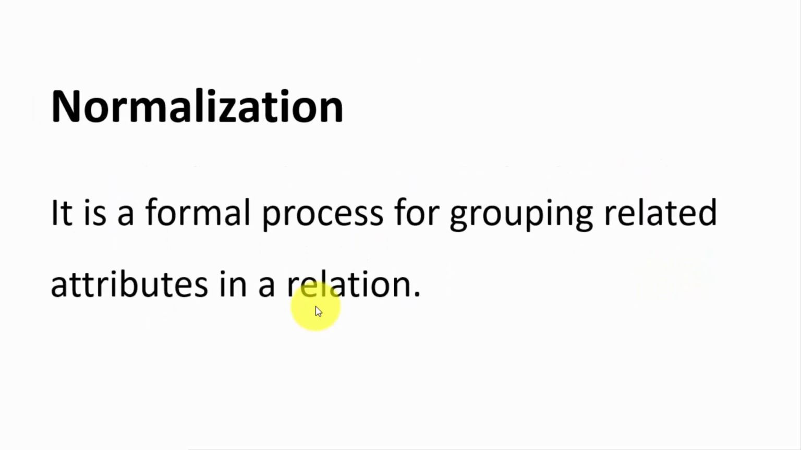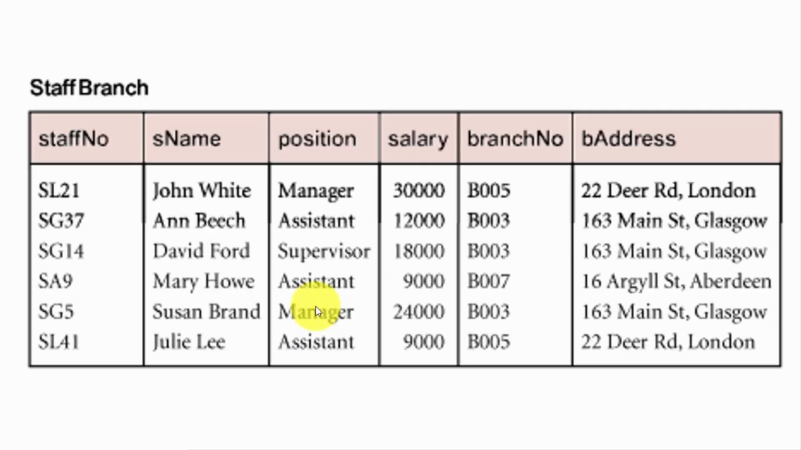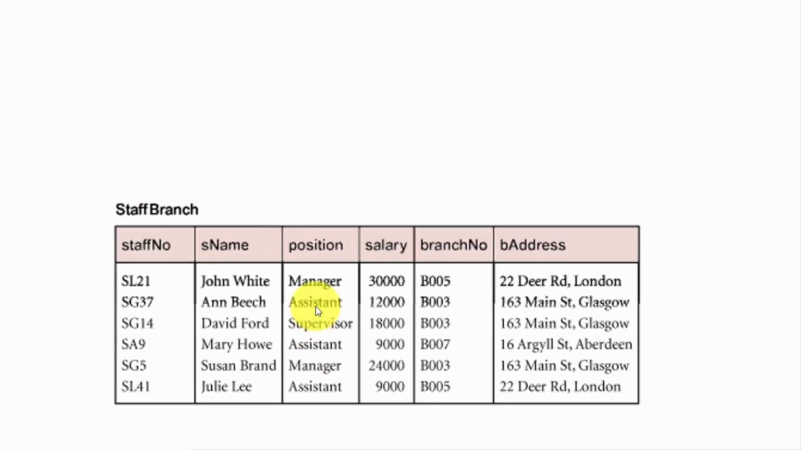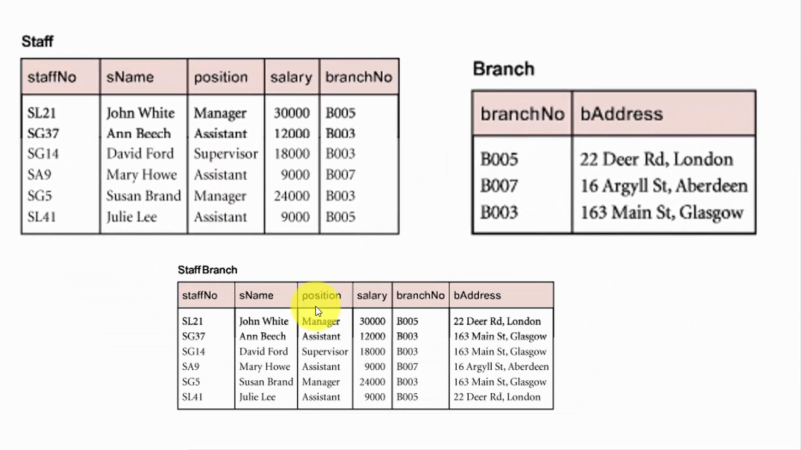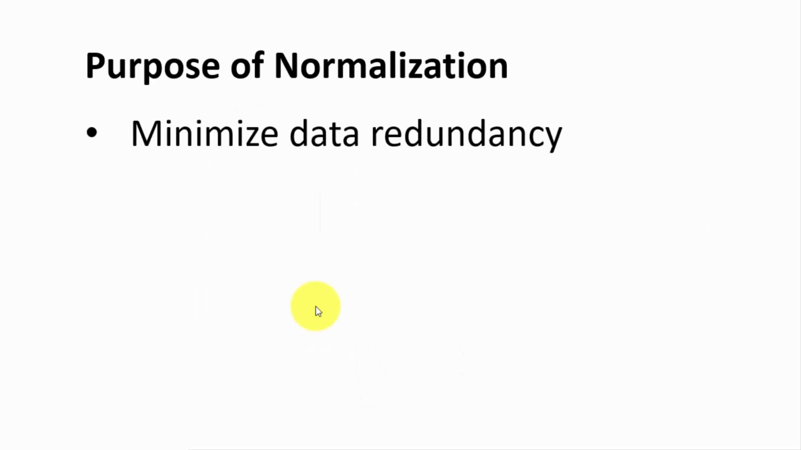Let's get to it. What is normalization? Normalization is a formal process for grouping related attributes in a relation. In other words, it is the process of decomposing relations with anomalies to produce smaller and well-structured relations. The main purpose of normalization is to reduce or minimize data redundancy in a database.